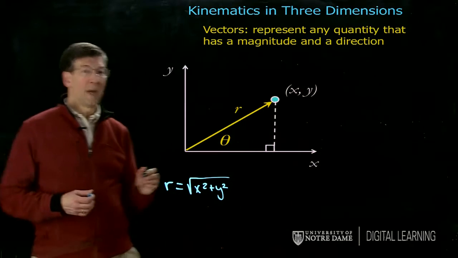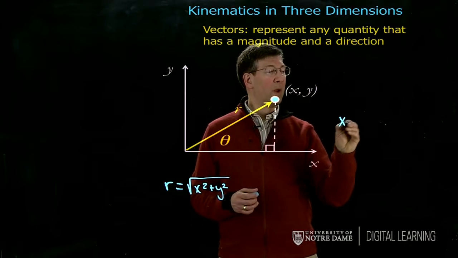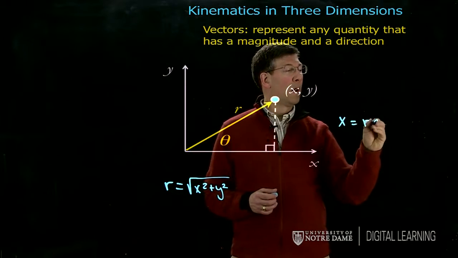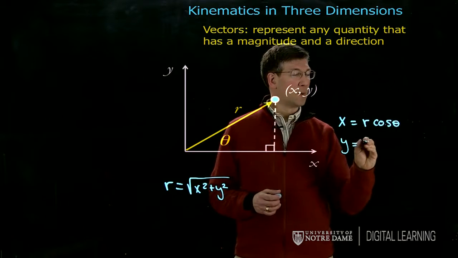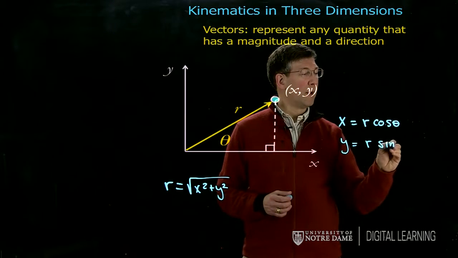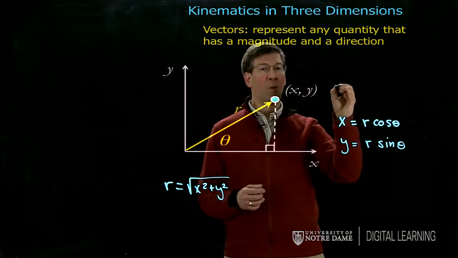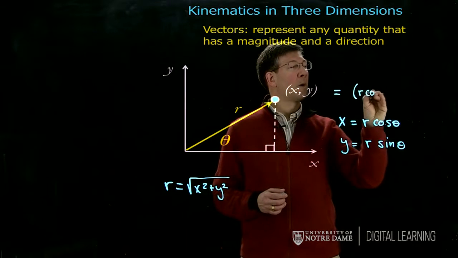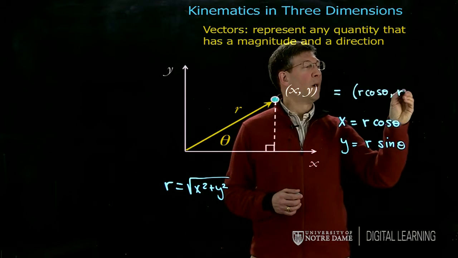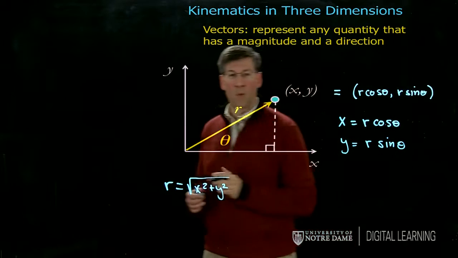And so I can say that the x component is equal to r cosine of the angle, and the y component is equal to r sine of the angle. And so I could equally well have written, instead of x comma y here, r cosine theta comma r sine theta to describe the location of this point.